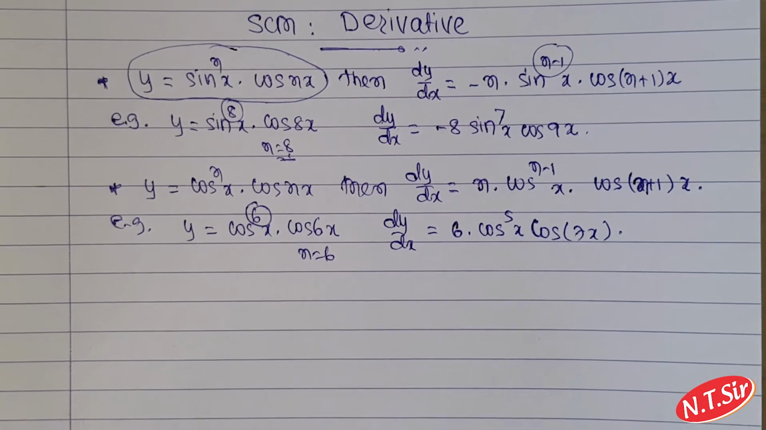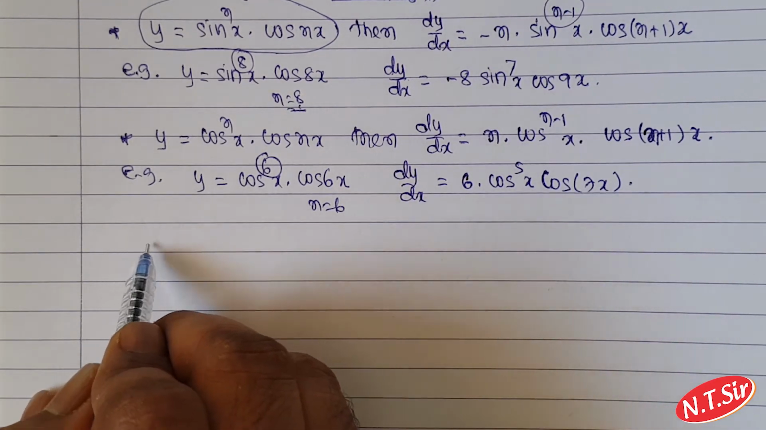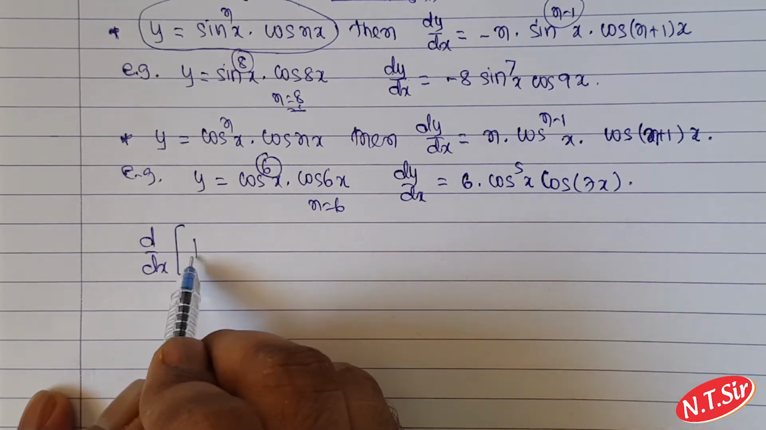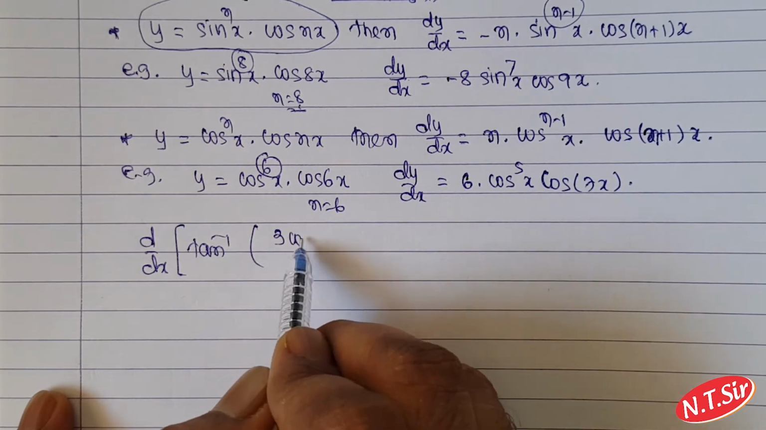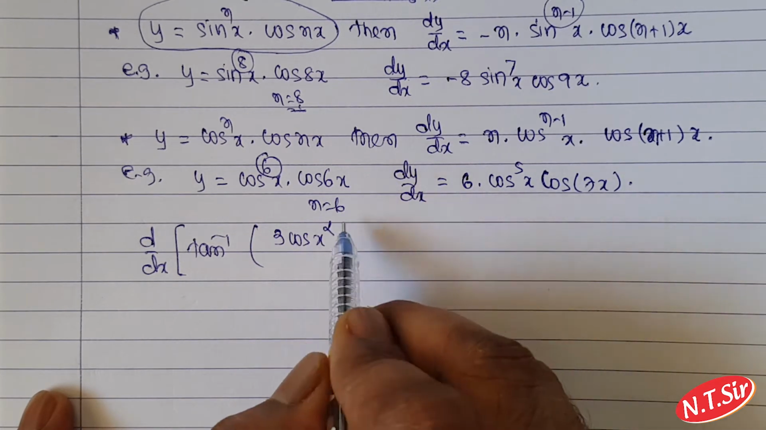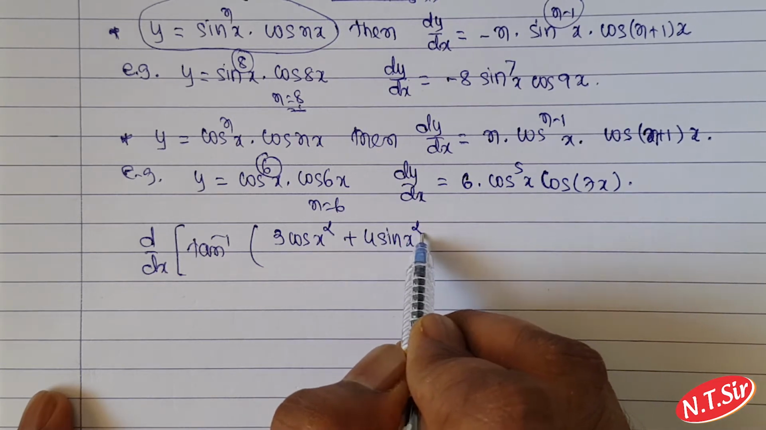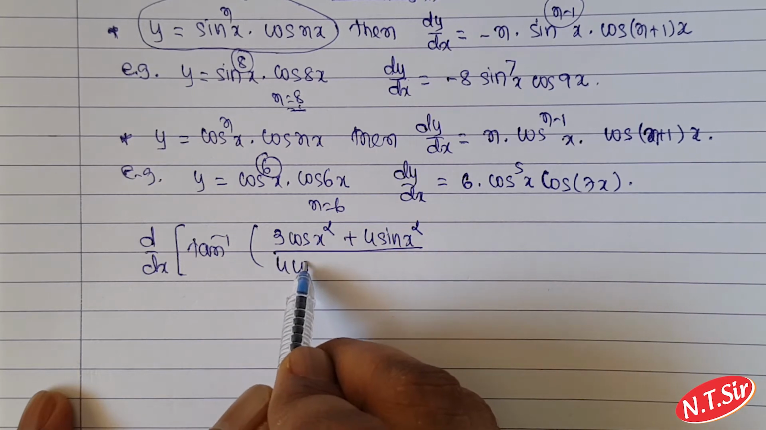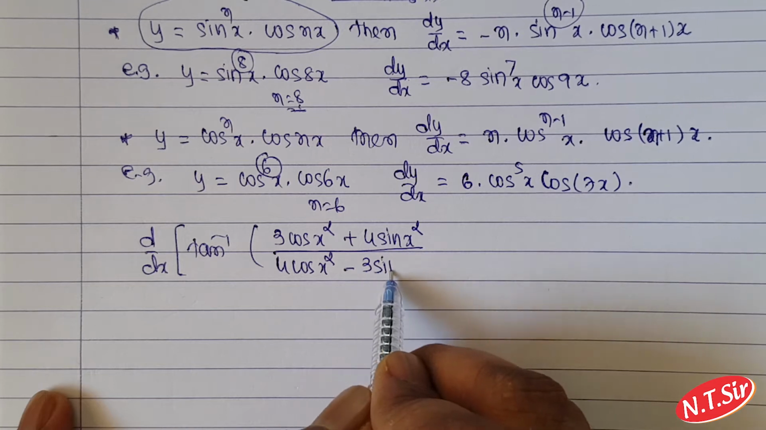Suppose another formula is given. Suppose you want to differentiate d/dx of tan inverse of (3 cos x^2 + 4 sin x^2) upon (4 cos x^2 - 3 sin x^2).